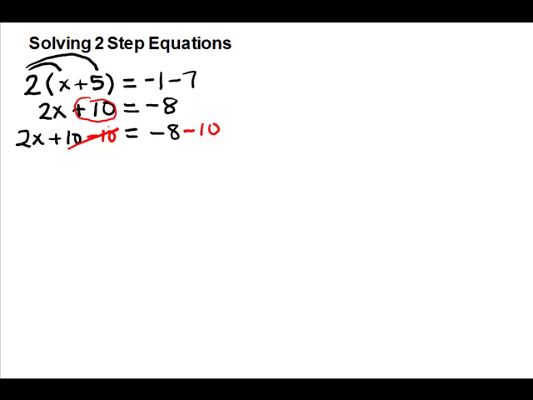Clean up. 2x equals, you have like signs on the right hand side, add and keep the sign. And then back on the left, we're going to divide out the 2. So we get x equals negative 9.